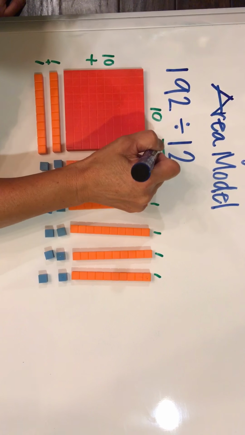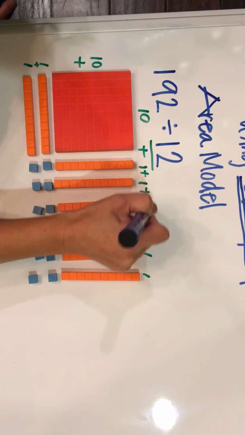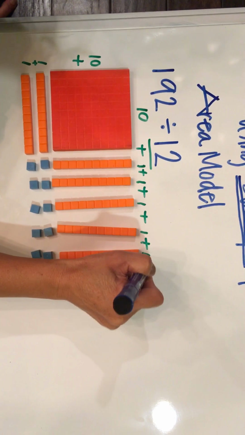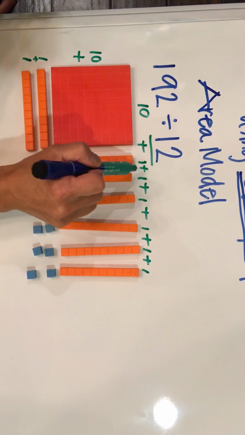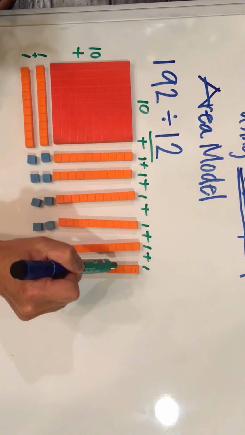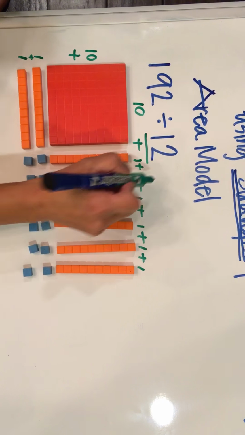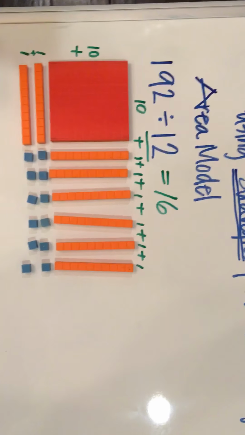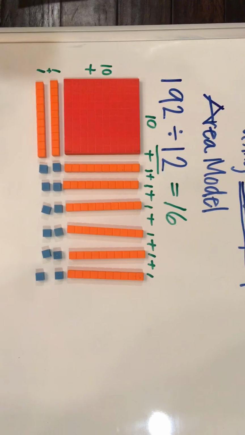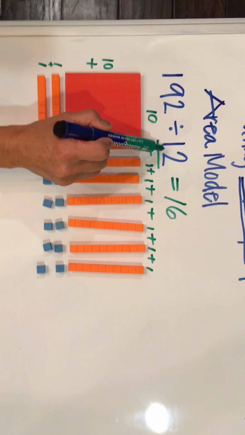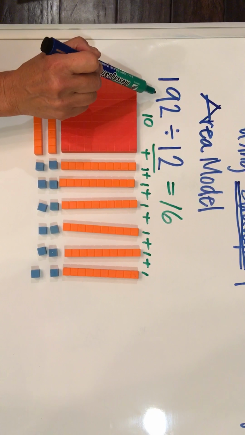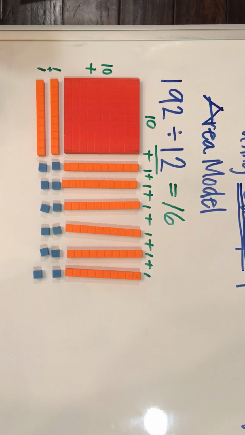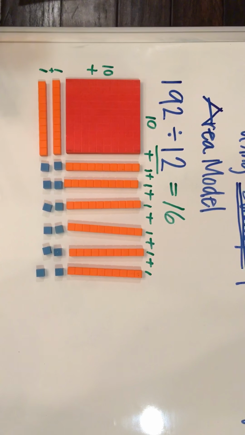So all I have to do is add all these parts together, and there's going to be my quotient. So 10 plus 1, 2, 3, 4, 5, 6 is 16. Therefore, my quotient is 16. Now I can check it, and multiplying 16 times 12 should give me 192. If that's the way you would like to check it, I'm not going to show you right now.